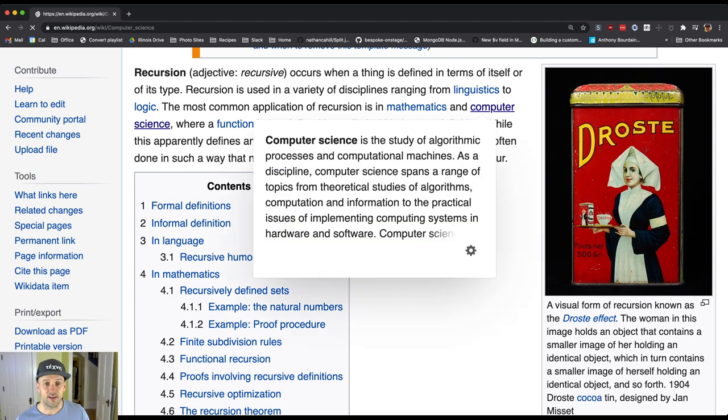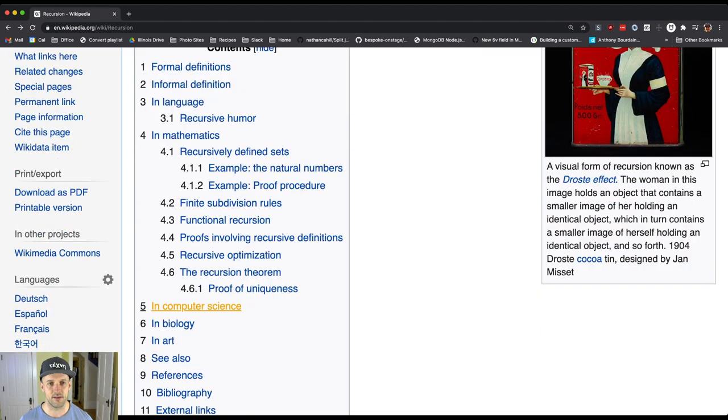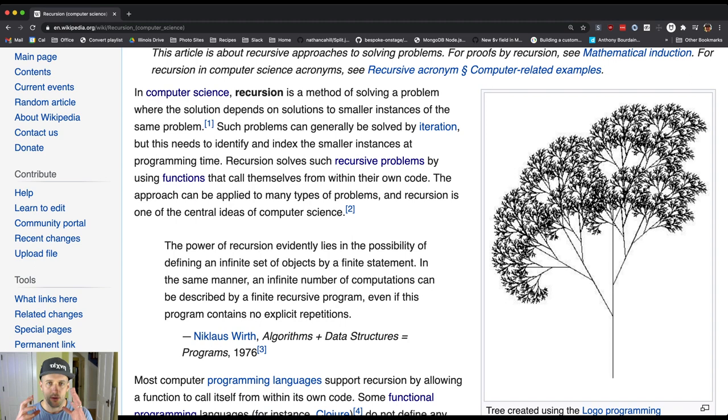We're going to focus on the computer science definition. Whoops, I don't need a definition of computer science. What I want is the recursion definition of computer science. What this says, and this is very close to the working definition that we'll use, is that recursion is a method of solving a problem.